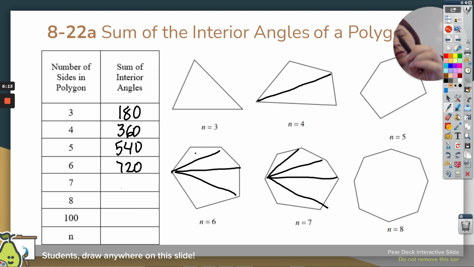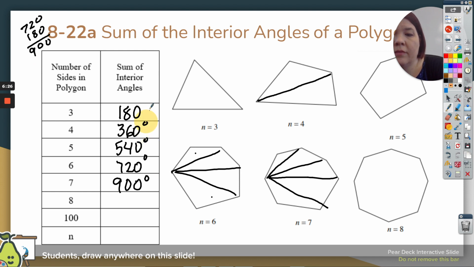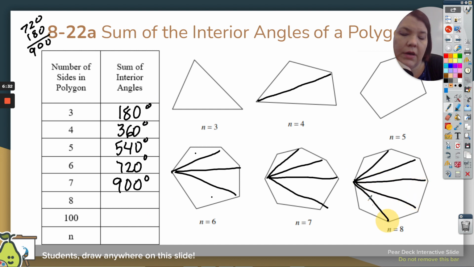Oh, my brain is not working. 720 plus 180, 900. Okay, that's what I thought, but it just wasn't processing. And then 8, 1, 2, 3, 4, 5. And so there'll be another 180, so that's 1080, 100. Now, I don't want to draw a 100-gon.